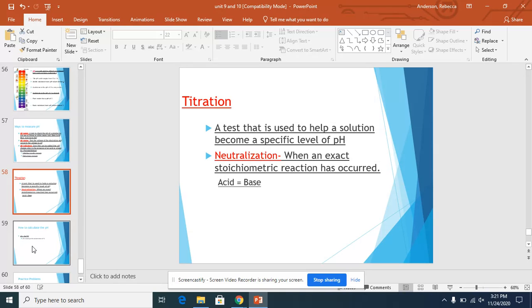Titration is a test that's used to help a solution become a specific level of pH, and neutralization is when the exact stoichiometric reaction has occurred. Your acid equals your base. It is a neutral reaction.